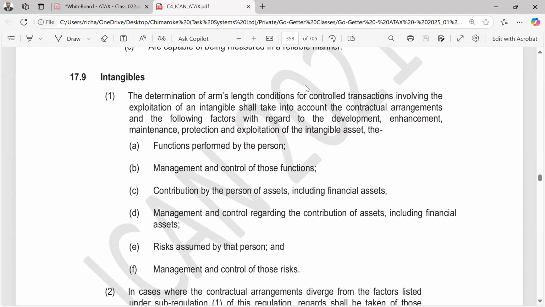Some people may not take much risk, but they provide much capital. Another person may take high risk, but his capital is inadequate. All of these things will be considered.